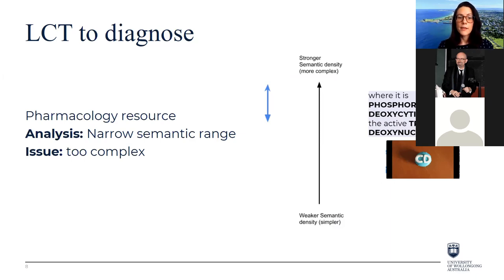However, what we saw instead was that students were not able to consistently judge what non-specialist meant in terms of the non-specialist audience. So the semantic range across the different products varied quite a bit. In this product, you can see that we noticed there was a very narrow semantic range, and that was one that exhibited a stronger semantic density. So it was too complex. And you can see that just in this excerpt over here.